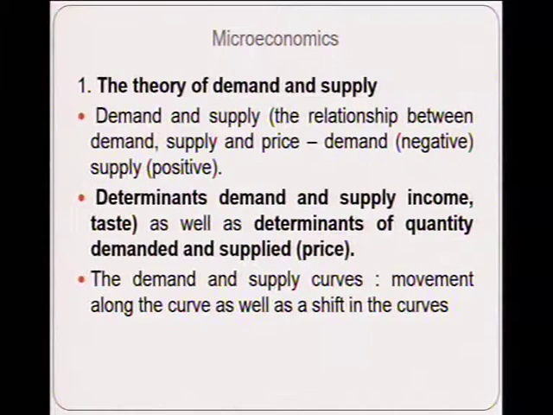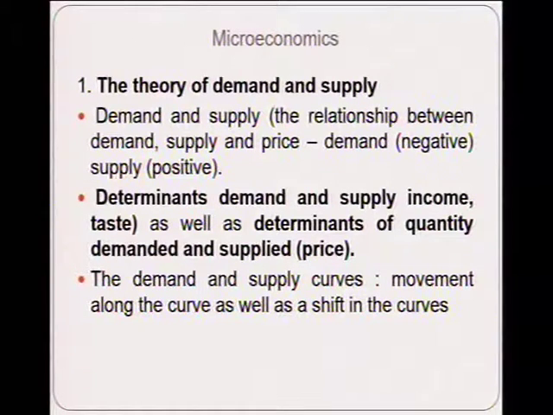What is the theory of demand and supply? In a nutshell, it basically talks about the relationship between demand and price. That's the theory of demand. And the theory of supply is a relationship between price and supply. Now, the theory of demand shows a negative relationship or an inverse relationship between demand and price. And what do I mean by an inverse relationship?